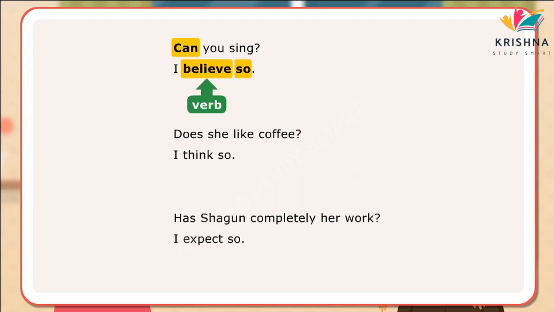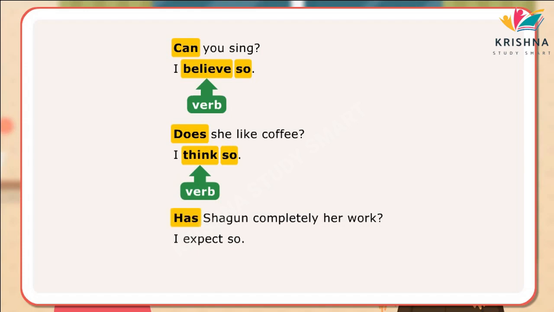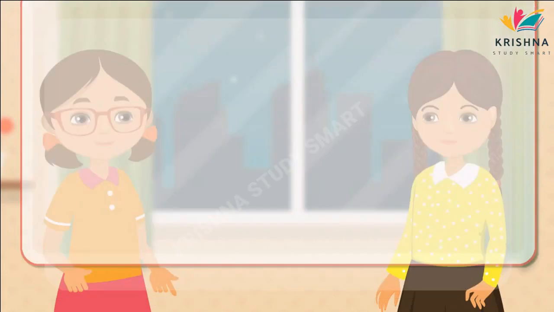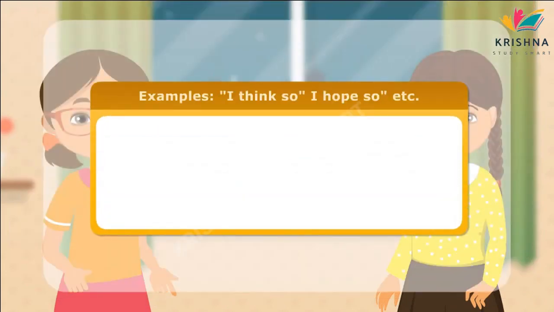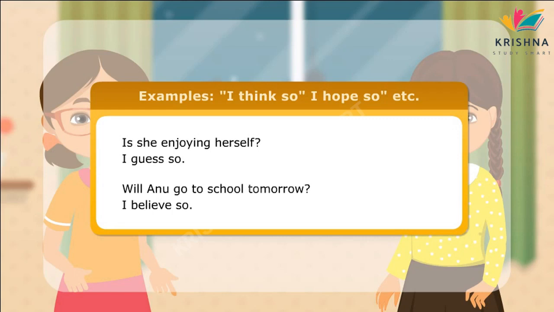In the second sentence, auxiliary does is used to ask a question, and in the answer, so is used after the verb think to avoid repetition. In the third sentence, auxiliary has is used to ask a question, and in the answer, so is used after the verb expect to avoid repetition. Here are few more examples of questions with auxiliaries and their answers using I think so, I hope so, etc. Is she enjoying herself? I guess so. Will Anu go to school tomorrow? I believe so.